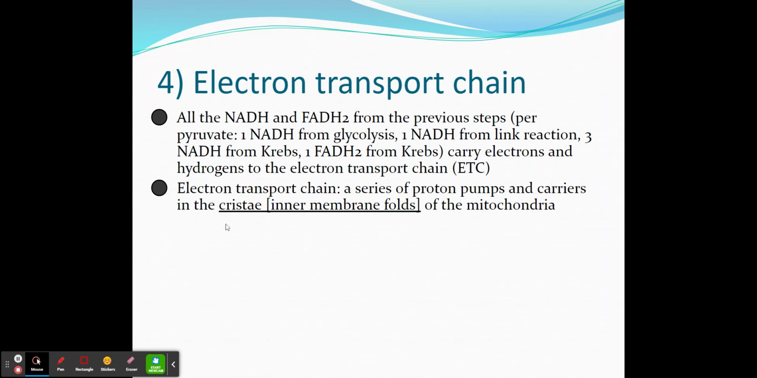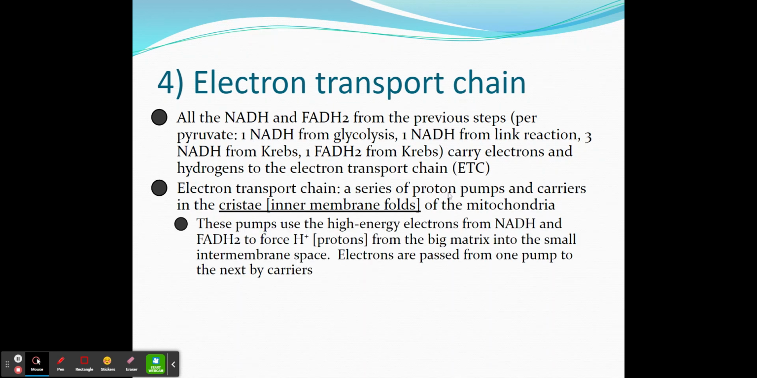So there are a bunch of pumps in the cristae, which were the inner membrane squiggly folds. And a proton, I'll remind you, is an H+. So these pumps need energy from somewhere. A little bit different from the sodium-potassium pump in your brain and throughout your body. The sodium-potassium pump uses ATP to power itself. These pumps use the electrons from NADH and FADH2. So they're going to use those high-energy electrons to be powered. And as they're powered, they grab H+ from their nice, happy home in the big open matrix, and they're going to pump them across the cristae, across the inner membrane, into the small intermembrane space.